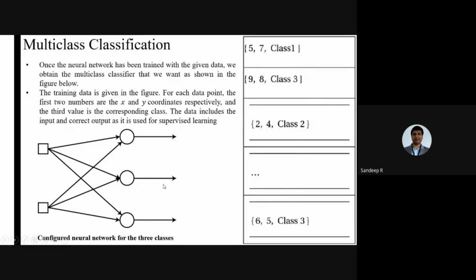And let me say that I have this particular configured neural network for this class. So 2 inputs are there, so 2 input nodes, and 3 outputs are required, so 3 output nodes. Earlier it was only 1 output node because it was a binary class problem. Now it's a multi-class problem, so 3 outputs are there, either class 1, class 2, or class 3. We would formulate like this.